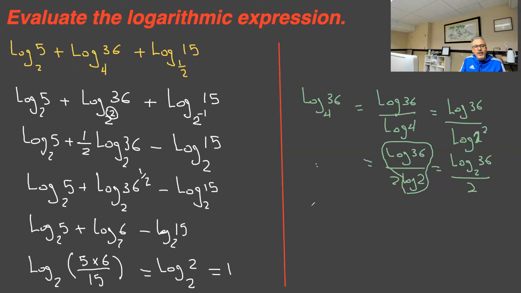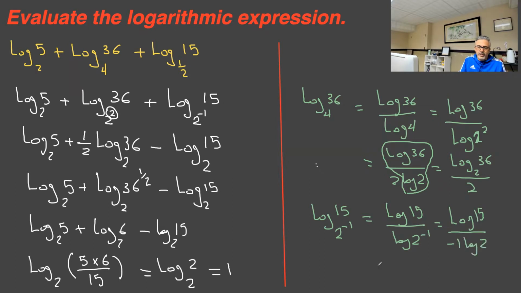How about the log base half of 15? The log base half of 15. Of course, we made the half 2 to the -1, 15. Now we do change of base, so that becomes log 15 over log 2 to the -1. Then I'm just going to bring the -1 to the front. So that becomes log 15 over -1 log 2, using the log rules where the exponent comes down.